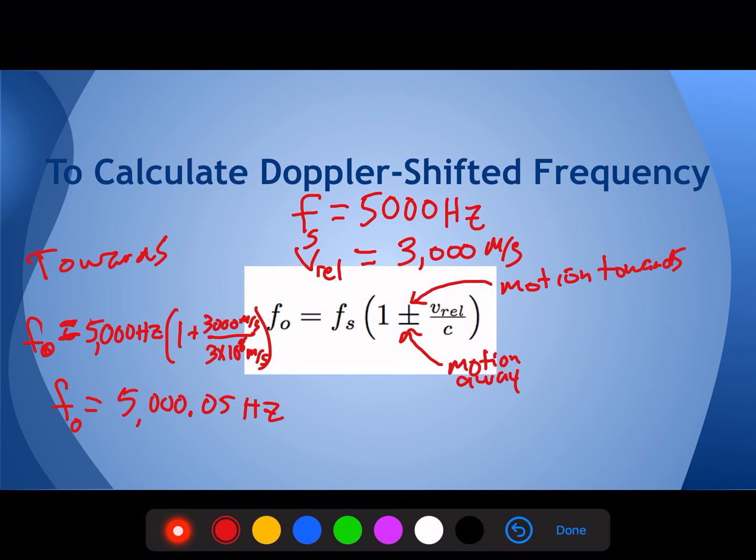Okay, and you could reason that if it were moving away, I would just be subtracting this small little fraction from 1, and I would find an observed frequency of 4,999.95 hertz. So the question is, is this a change of frequency that I could detect as a color change? Likely not. And this is why we don't see it in our everyday lives, because ambulances are definitely not moving at 3,000 meters per second, and nor are most things that we encounter in everyday life.